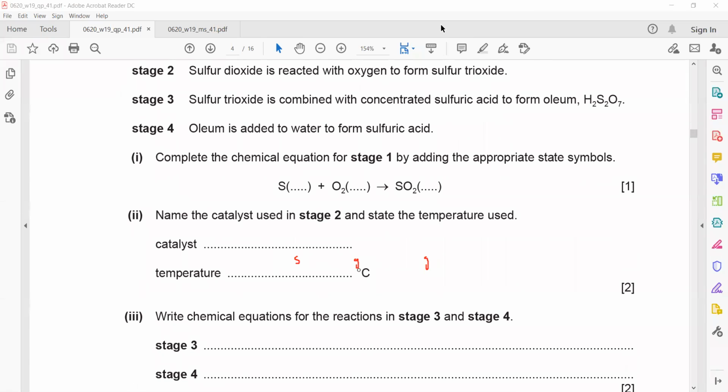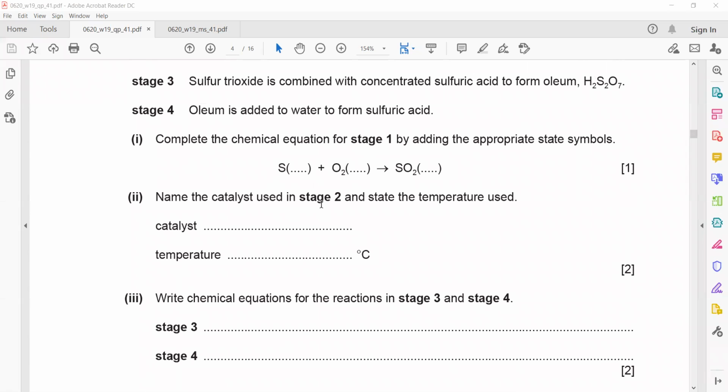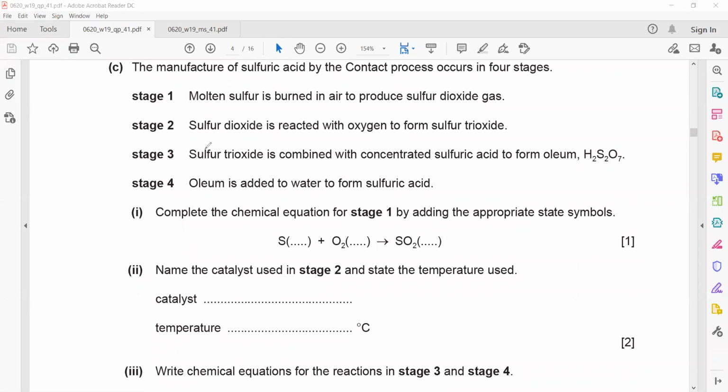Next, name the catalyst used in stage 2 and state the temperature used. What is the catalyst used when we convert sulfur dioxide into sulfur trioxide? The catalyst for this reaction. Yes, vanadium pentoxide, that's right. And what is our temperature? The temperature is around 450.